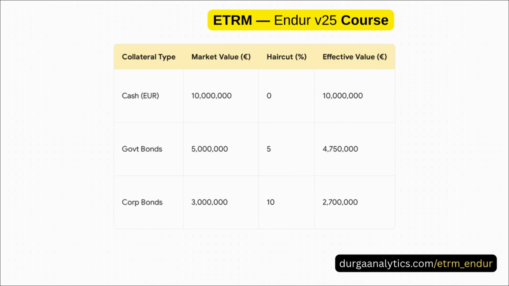And all of this brings us right back to the quality of your collateral. This table just illustrates brilliantly how the system calculates the true risk-adjusted value of what you're holding. Cash is king, right? 0% haircut. But government bonds get a little 5% discount, and those riskier corporate bonds get a 10% discount. Endure applies all of this automatically to give you a crystal clear, accurate picture of how secure you really are.